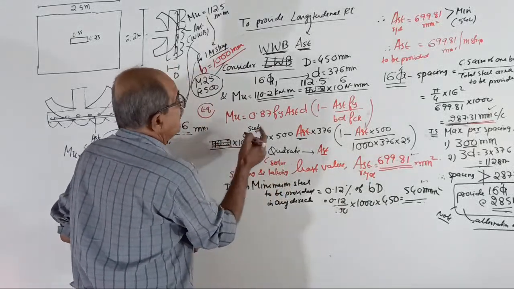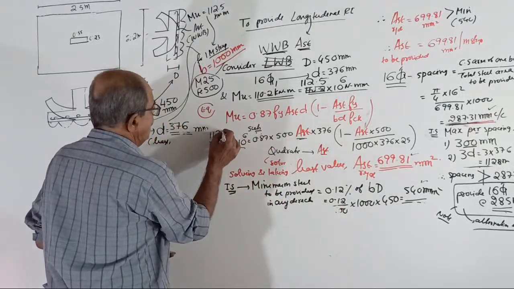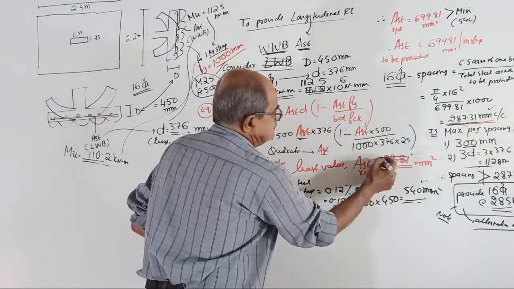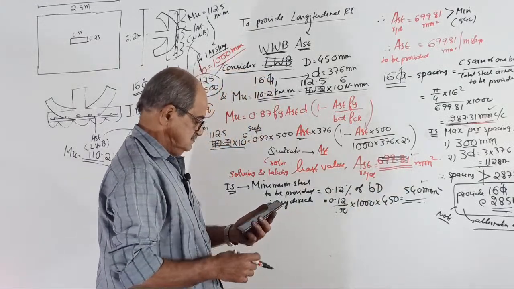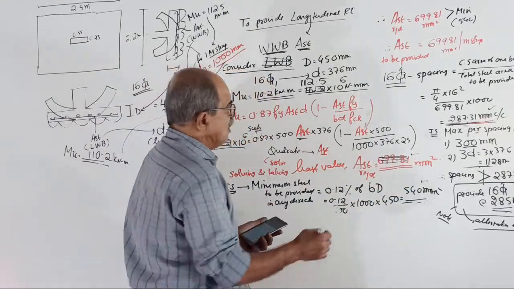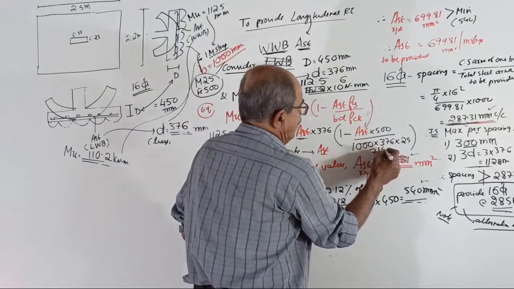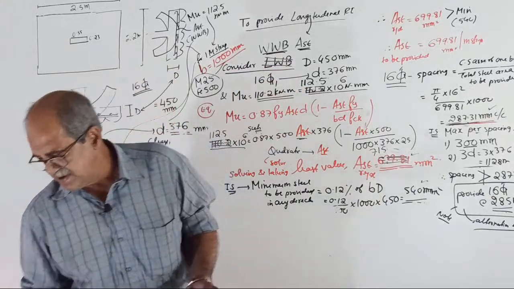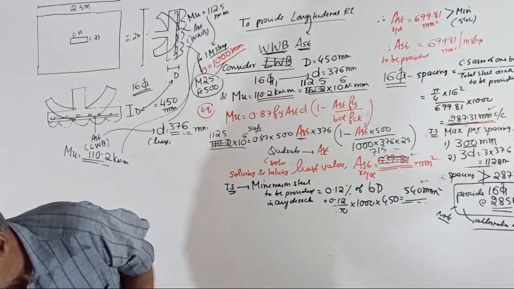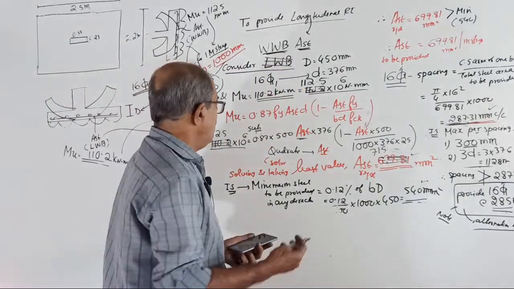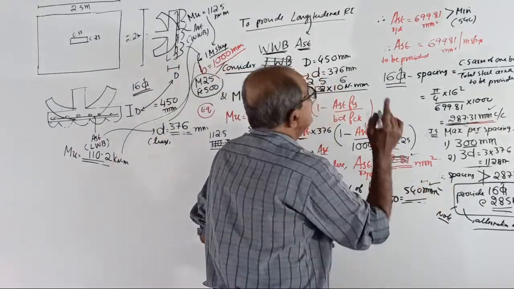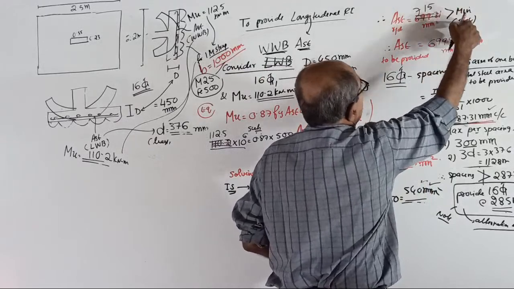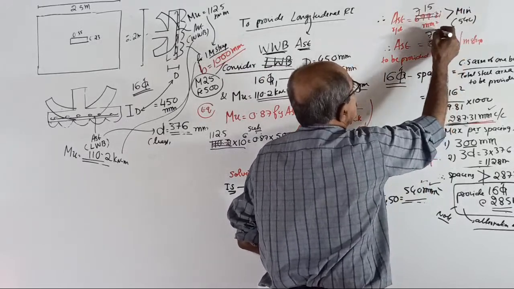110.2 cancelled. How much is it? 112.5. And then other things are the same. Tell the AST required, fast. AST required: 715.01. Okay. 715.01, 715 will do. Our children's 1 paisa, sacrifice it. That 1 paisa, who wants it? Leave it. 715 mm square. Minimum remains the same. So the answer is 715 mm square, more than the minimum, to be provided.